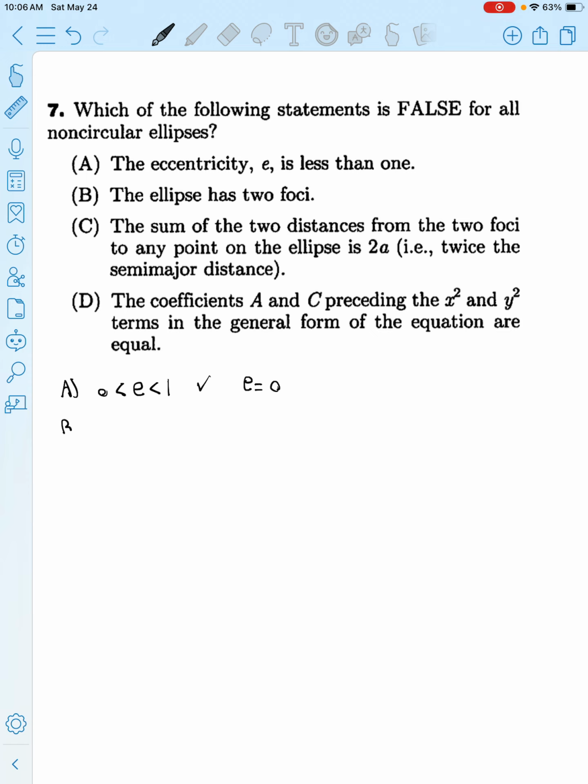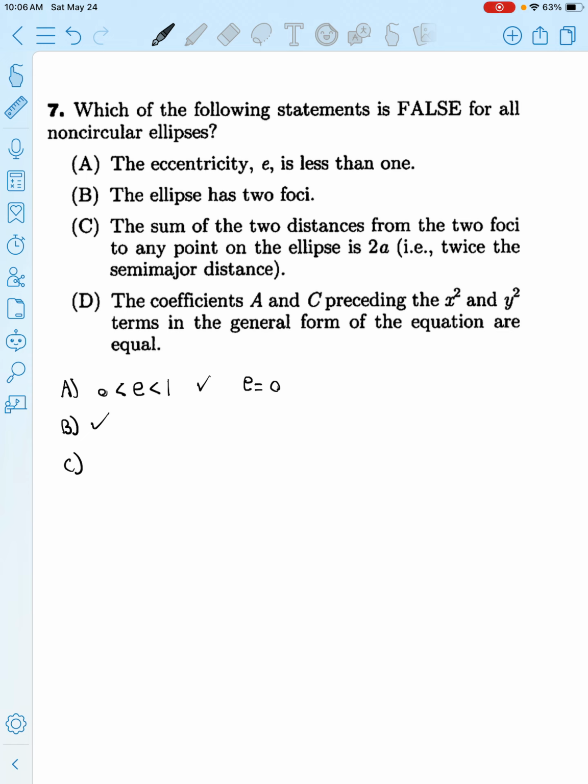Okay, B, the ellipse has 2 foci. Yes, every ellipse has 2 foci. If any ellipse doesn't have 2 foci, that's probably going to be a circle or a straight line at that point. But every ellipse that exists has 2 foci. So this one is good also.